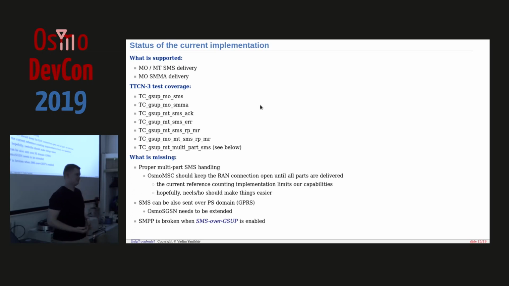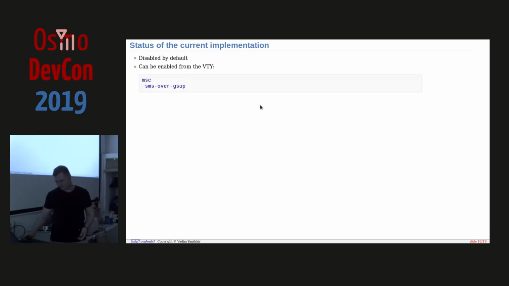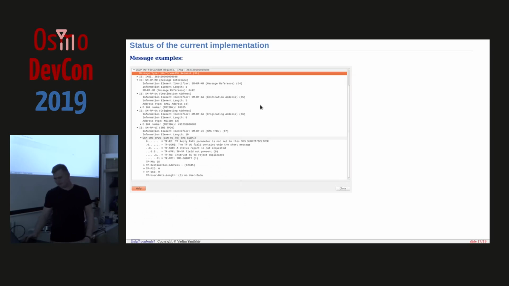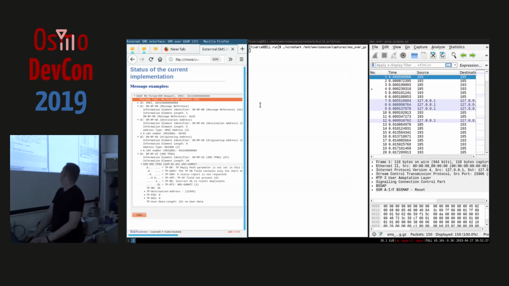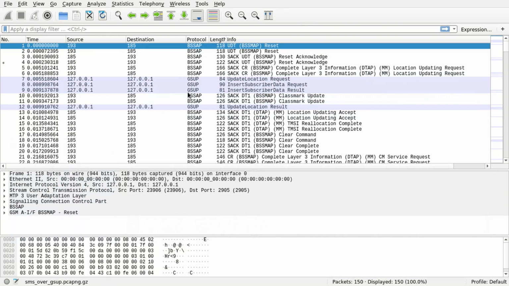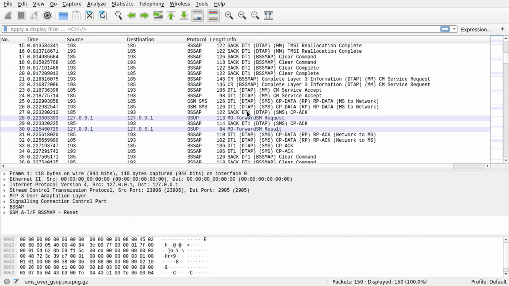Because, for example, if some message is sent over SMPP, it can be forwarded to Osmo HLR, because we don't tag where it comes from. It can be solved, I think. So that's why it's disabled by default. And if you need to enable it, you just go to the VTY and set this SMS over GSAP parameter. So I was going to show some message examples in Wireshark. The recent version of Wireshark should support all GSAP messages we have at the moment.